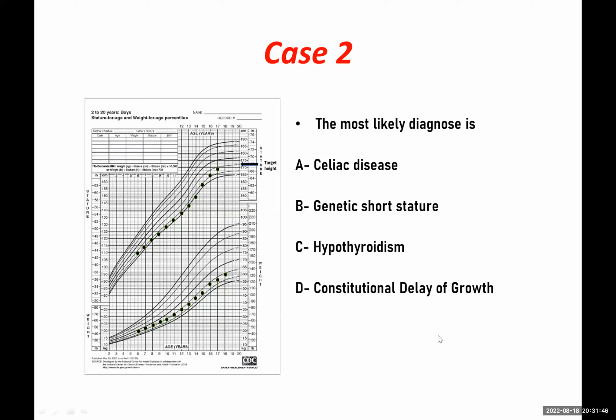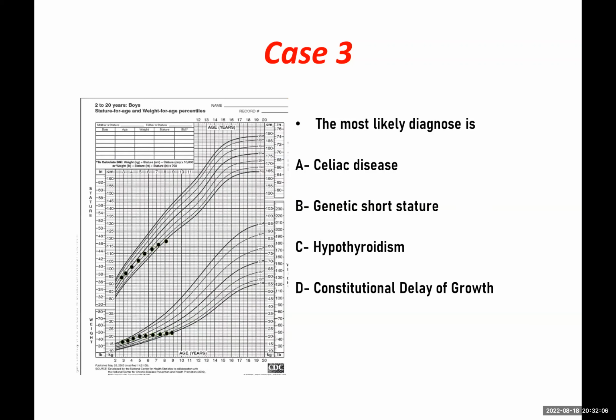Yeah, this is constitutional delay of growth. So this growth chart gives you a picture of constitutional delay of growth. A child grows at the lowest level constantly, and then at puberty he catches up to his target height. So constitutional delay and familial short stature are the two common causes of short stature that come to the clinic.